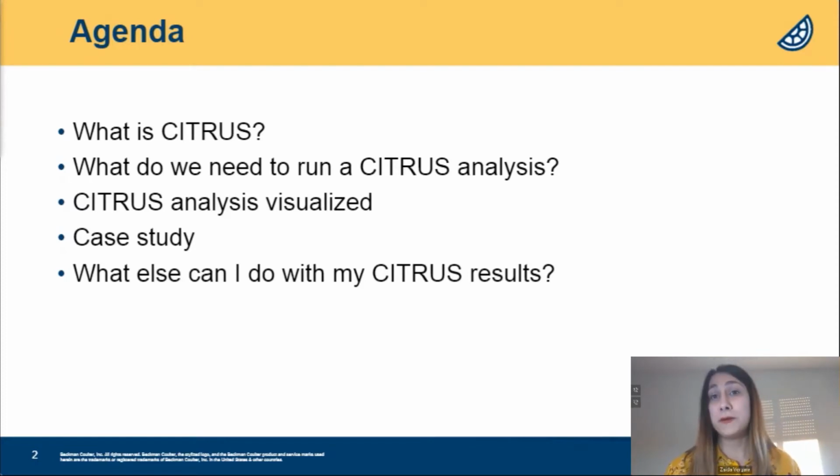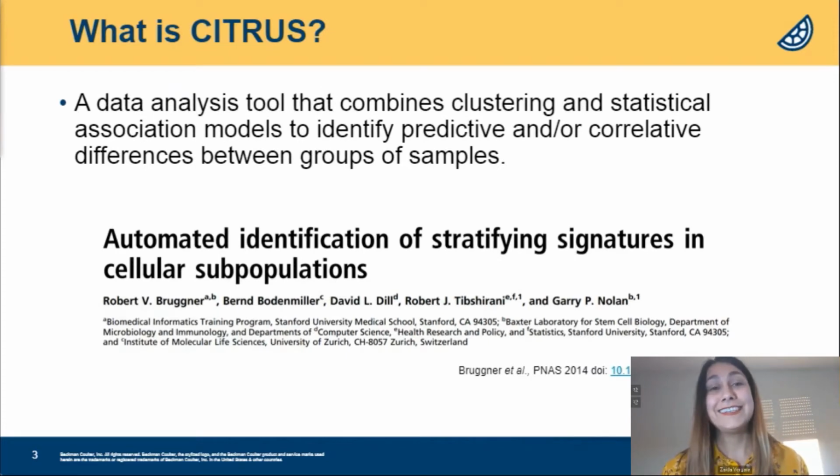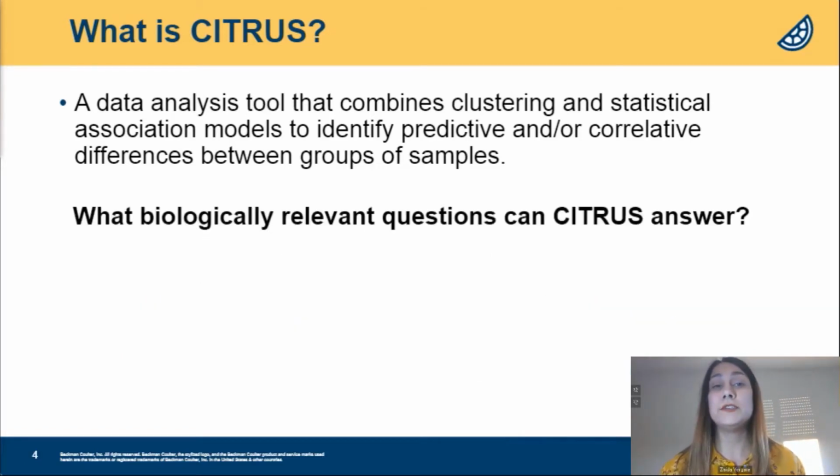So Citrus, apart from being a group of fruits, is a data analysis tool that was first published in 2014. And it combines two very important analyses, a clustering analysis and a statistical association analysis. And like that, Citrus is going to generate different models that are going to identify in a predictive or in a correlative way the differences between groups of samples. And the reason why this is going to be very interesting for us is because with Citrus, we are going to be able to give an answer to very biologically relevant questions.